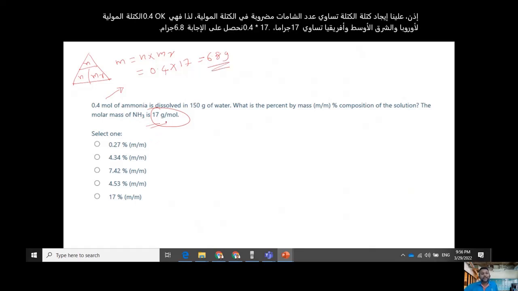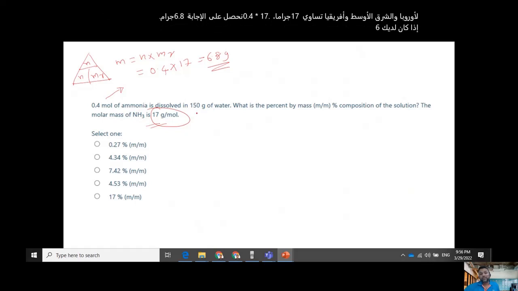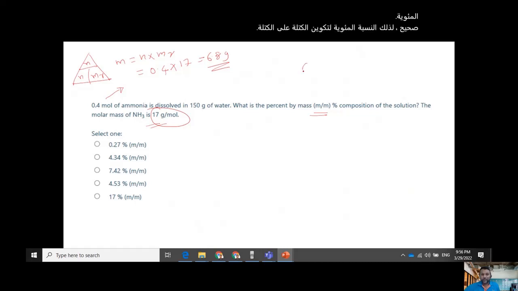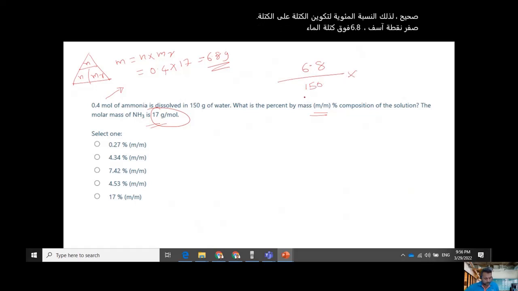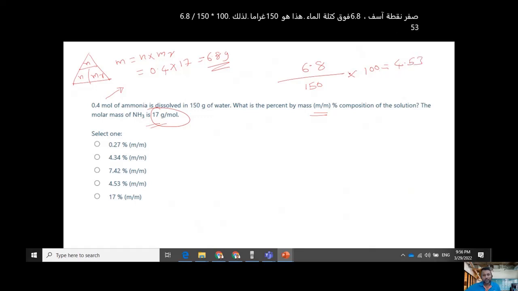If you have 6.8 grams of ammonia, total amount of water is 150 grams. They are asking percentage composition, right? So percentage composition, mass over mass, 6.8 over mass of water, that is 150 grams. So 6.8 divided by 150 times 100, that will be 4.53. Okay, this is 4.53 percentage.